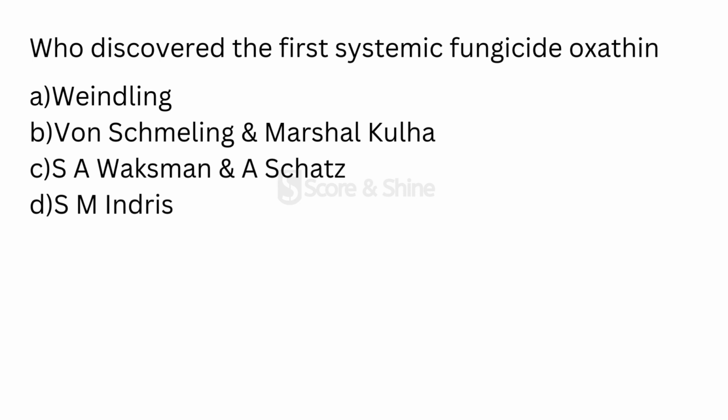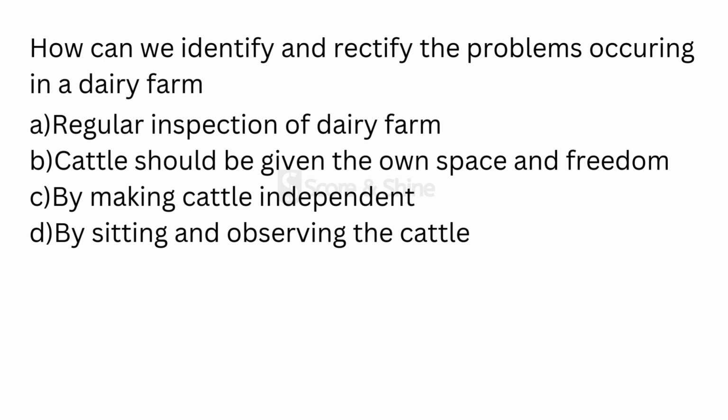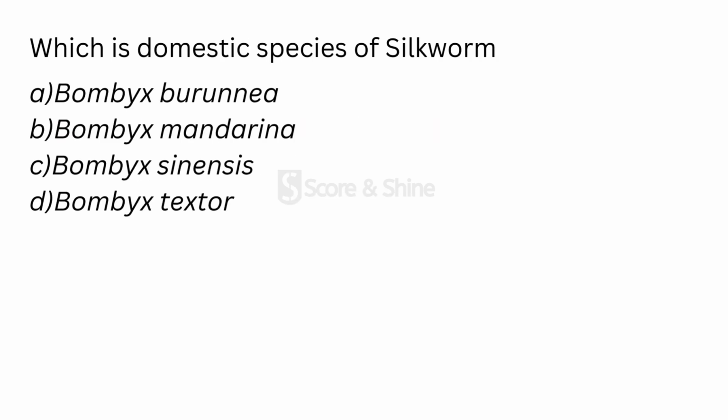Next, who discovered the first systemic fungicide? Oxathiin. So it is discovered by von Schmeling and Marshall Kulka. And next, how can we identify and rectify the problems occurring in dairy farm? So the problems can be identified by regular inspection of dairy farm. And next, which is domestic species of silkworm? The answer is Bombyx mori, which is the mulberry silkworm.